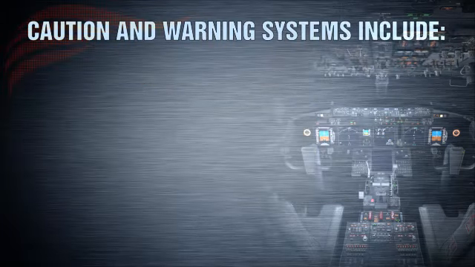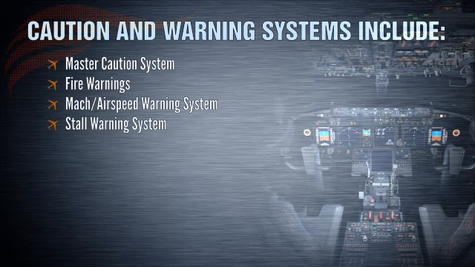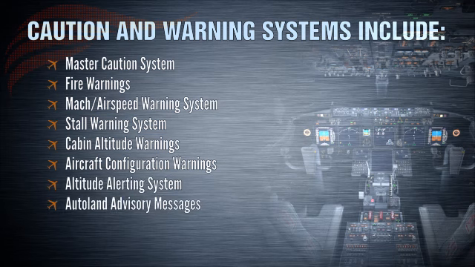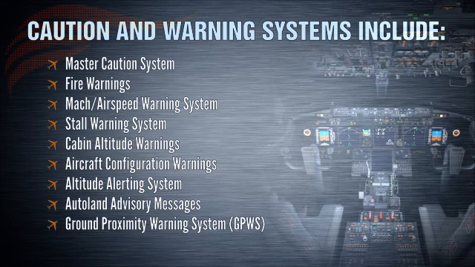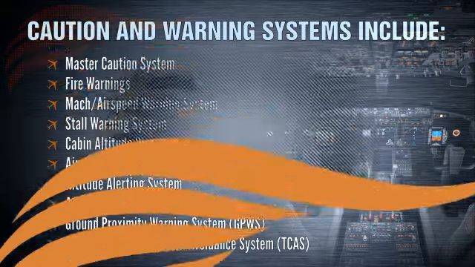Caution and warning systems on the aircraft include the Fire Warning and Master Caution System, the Mach Airspeed Warning System, Stall Warning System, Cabin Altitude Warnings, Aircraft Configuration Warning and the PSEU or Proximity Switch Electronic Unit, Altitude Alerting System, Auto Land Advisory Messages, Ground Proximity Warning System or GPWS, and TCAS, Traffic Alert and Collision Avoidance System.